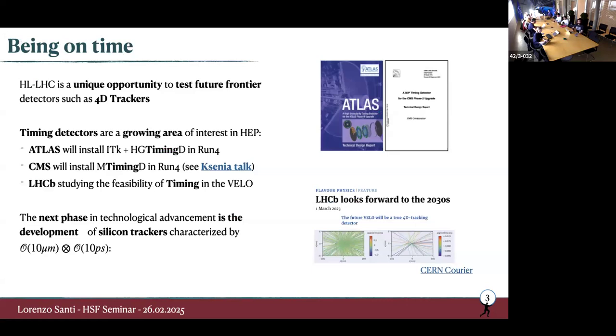So for this reason, the High-Luminosity LHC is a really unique opportunity to test future frontier detectors such as 4D trackers. In particular, we know that timing detectors are a really growing area of interest in high energy physics, and here I'm showing a bunch of studies which are planned for Run 4 and on from ATLAS, CMS, LHCb, and so on. In particular, ATLAS will install ITk, which is a fully silicon tracker without timing, plus HGTD, which is a timing detector in the forward region, while CMS will install the MTD in Run 4, and you can see later the talk by Ksenia.